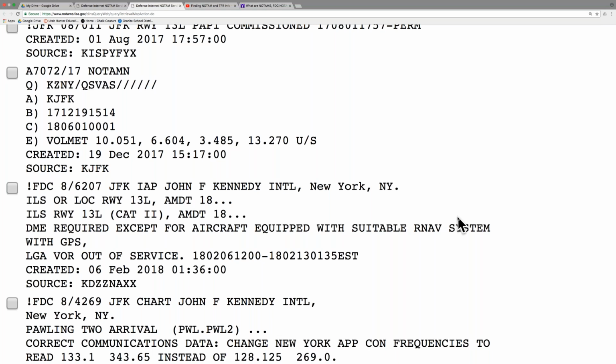But that being said, pilots and dispatchers can create reports called PIREPs, and we'll look at those later and talk about what those mean.